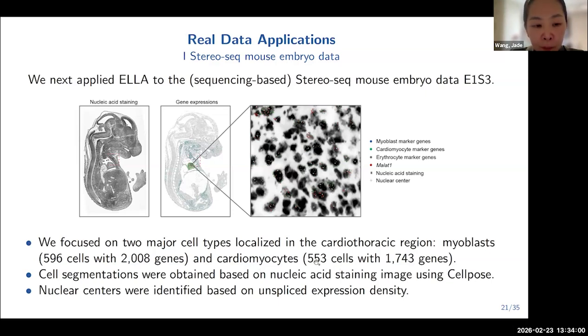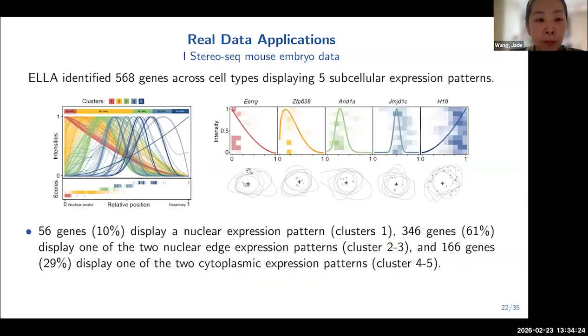So we have roughly 500 or 600 cells, and we apply ELLA to nearly 2,000 genes, one gene at a time. The cell segmentation was obtained from the nucleic acid staining image using Cellpose, and the nuclear centers were identified based on the unspliced expression density as we introduced before. And here are the estimated patterns from ELLA. Those patterns are clustered into different pattern clusters and highlighted with different colors.